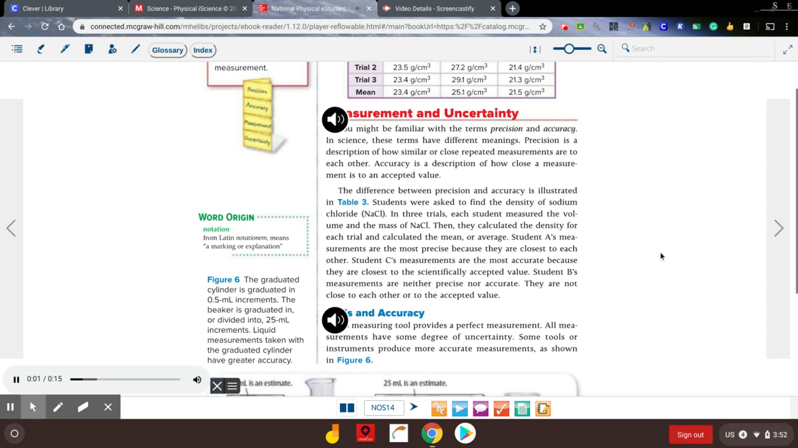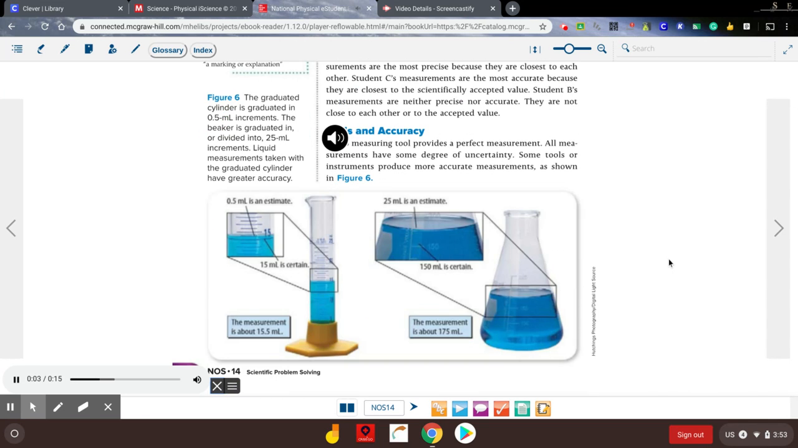Tools and accuracy. No measuring tool provides a perfect measurement. All measurements have some degree of uncertainty. Some tools or instruments produce more accurate measurements, as shown in Figure 6.